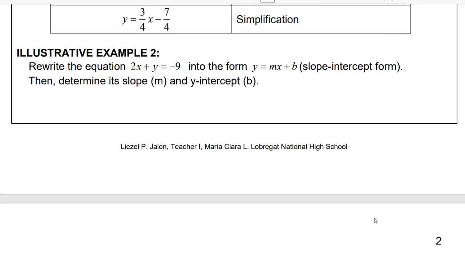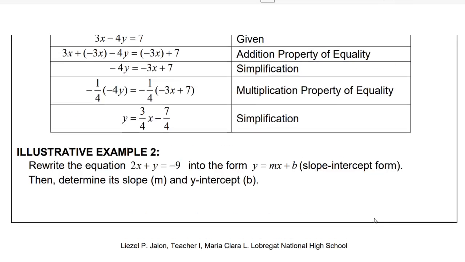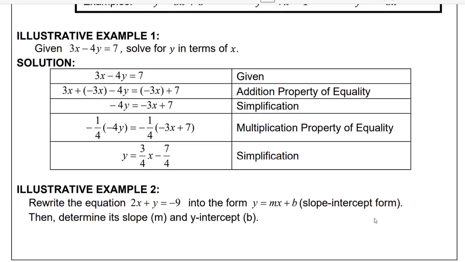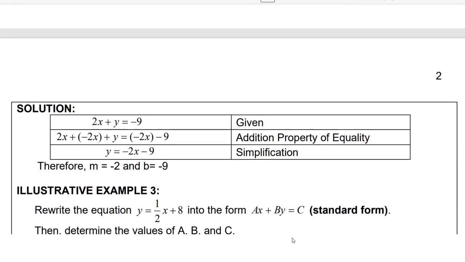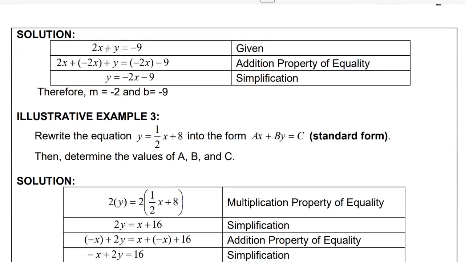Next, we have illustrative example number 2. That is, rewrite the equation 2x plus y equals negative 9 into the form y equals mx plus b, which is the slope-intercept form. Okay, so this is the standard form, and you're going to rewrite it in this way. Then you are asked to determine its slope m and y-intercept b. So how are you going to do that? So again, the given is this one.